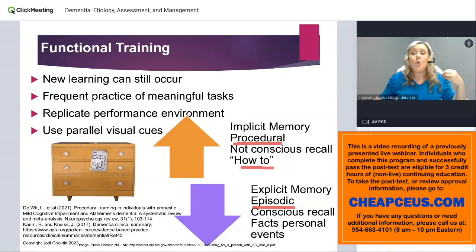versus episodic memory, which is explicit, that conscious recall of things. If you ask them, okay, tell me the steps that you're going to do to stand up, they might be able to do that, but they're not going to remember those personal facts, those personal events. So if you're saying, okay, remember last session, this is how we did it, that's not going to help them.